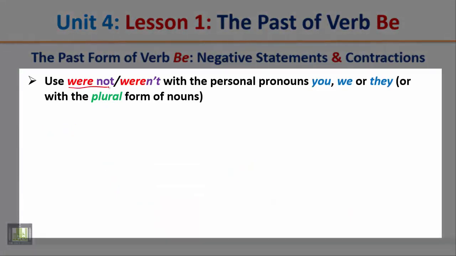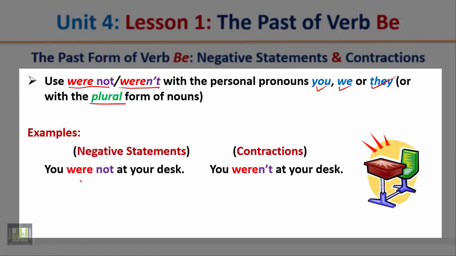Use were not or the contracted form weren't with the personal pronouns you, we, they, or the plural form of nouns. Examples: you were not at your desk. Again, we use the negative word after the verb. The contracted form, you weren't at your desk. We were not busy. Notice that the word not is used after the verb. The contracted form, we weren't busy.